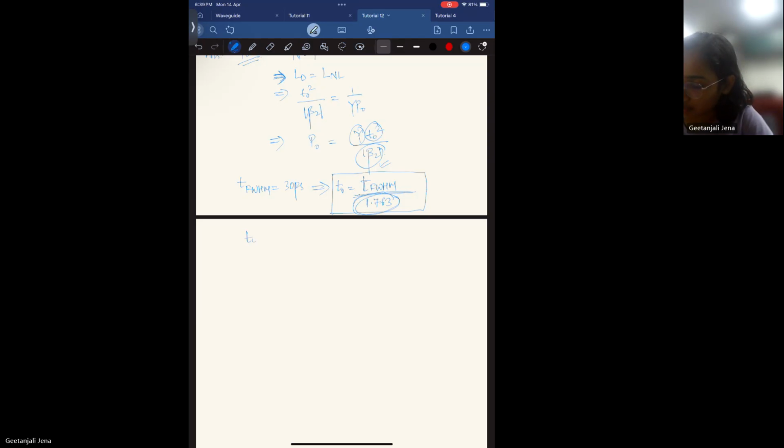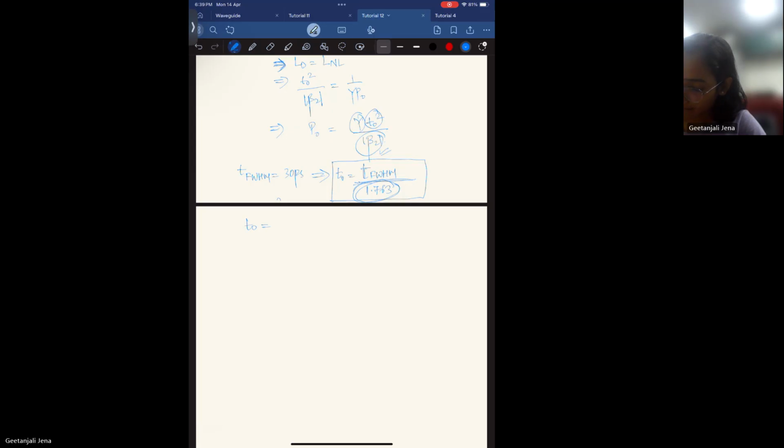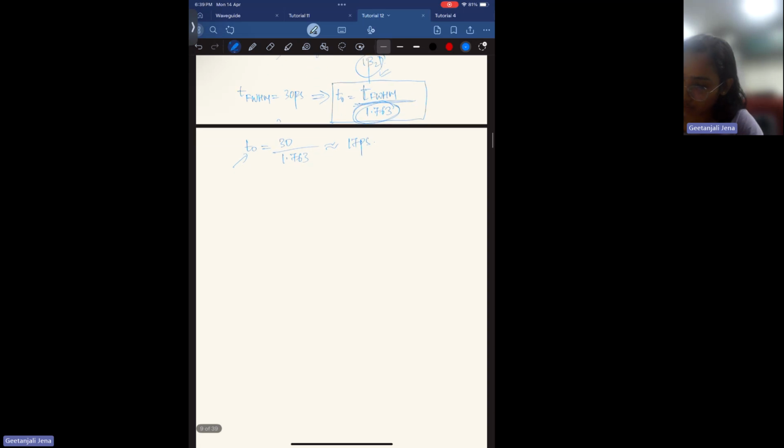So the pulse width is the full width at half of the maximum. It's already been given. This value is 30, and this is 1.763. So this will come around 17 picosecond. So we calculated the value for pulse width. Let us now calculate the value for beta 2.